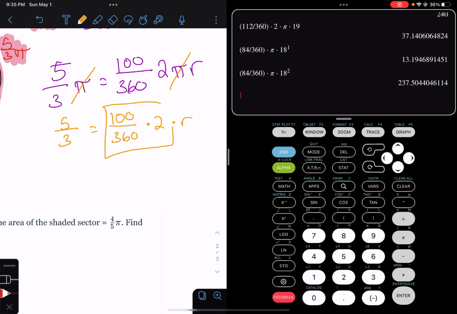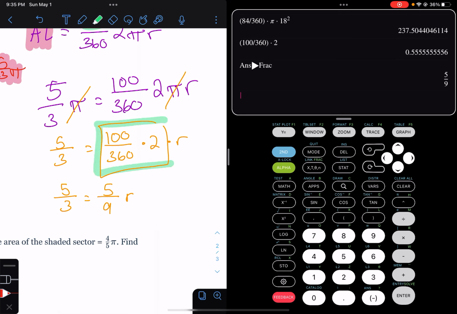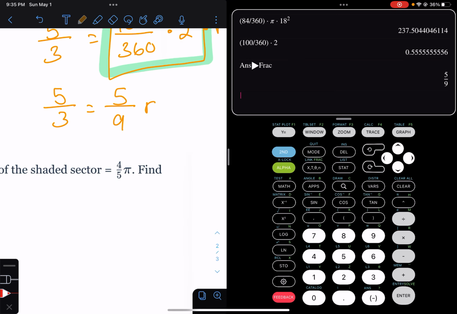And what we can do is plug this into our calculator. All right, and we can get a nice fraction here. We get 5/9 r. I plugged in 100 over 360 times 2. So this part here became 5/9, right? And then to get the r by itself, we're going to multiply both sides by 9/5, the reciprocal. You could also divide by the fraction, whatever you'd like to do.